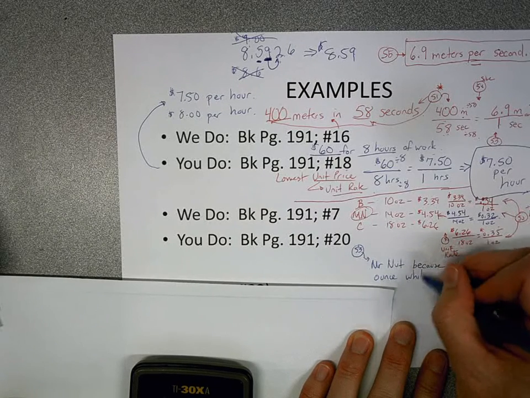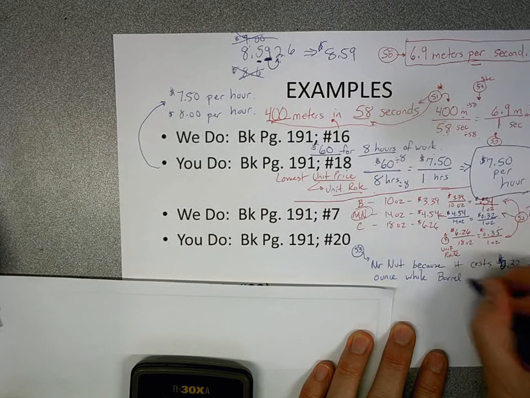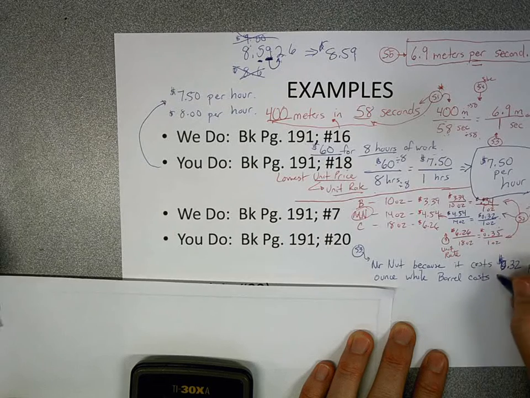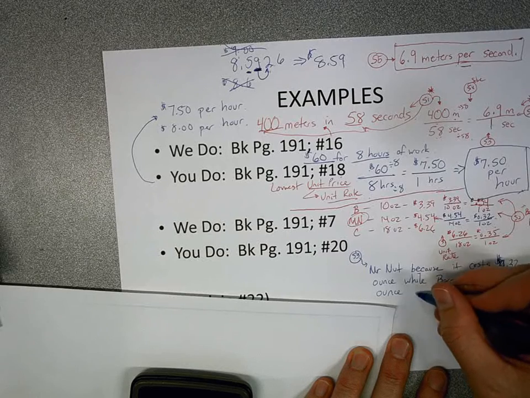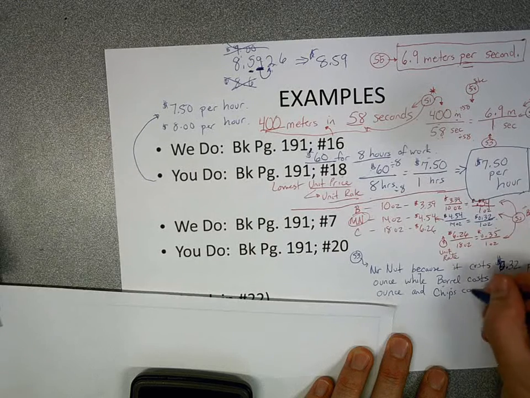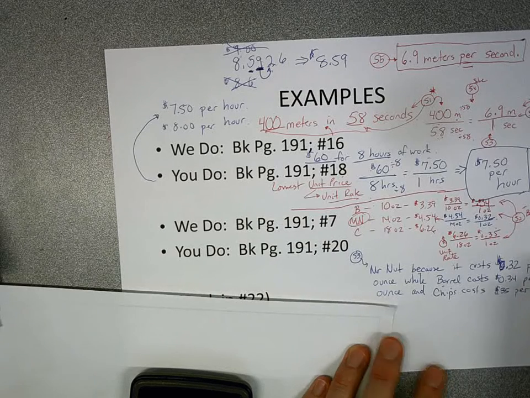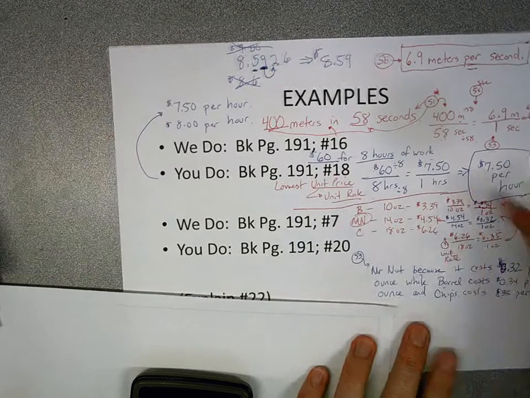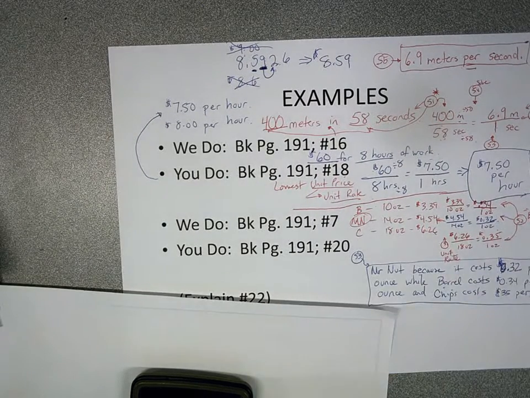while Barrel costs 34 cents per ounce, and Chips costs 35 cents per ounce. Period. And there it is. All you're doing, guys, is you're using your unit rates in the explanation.